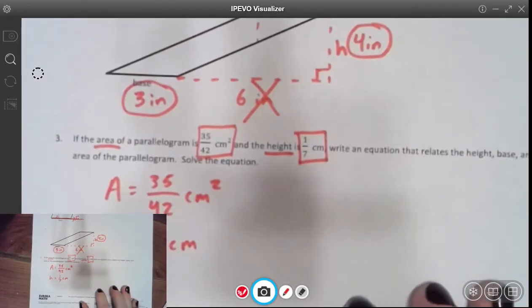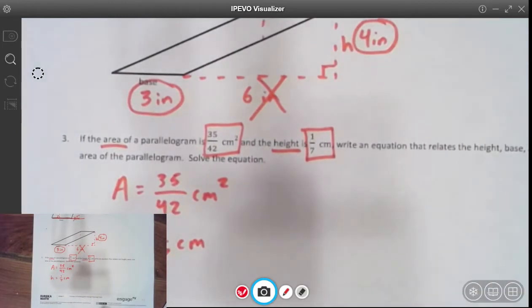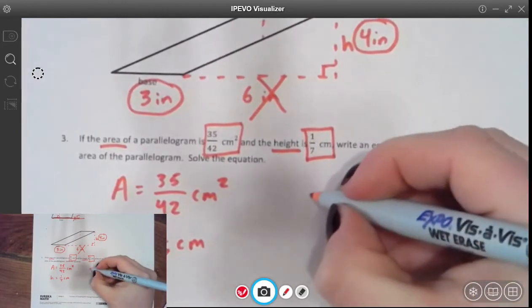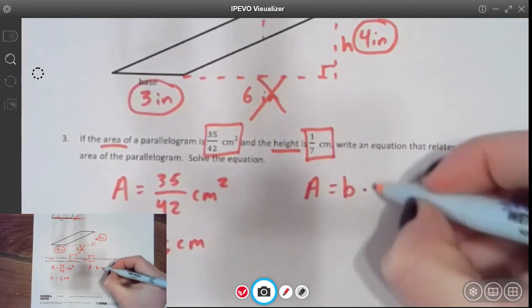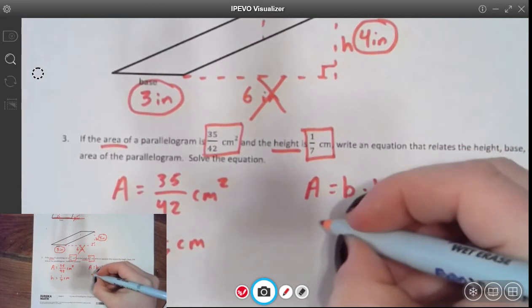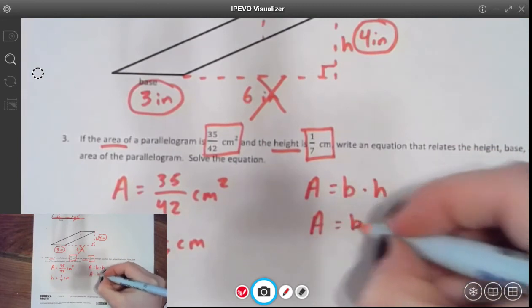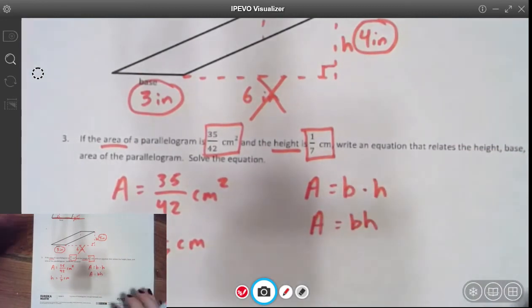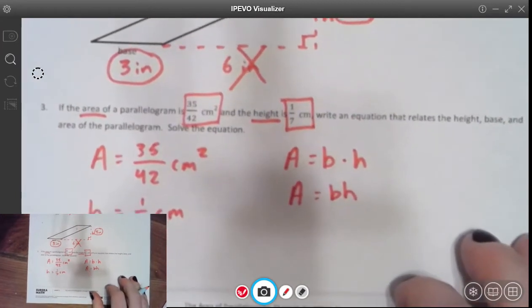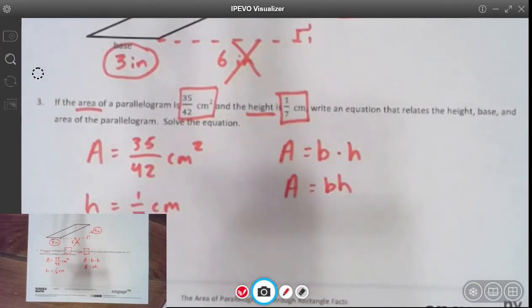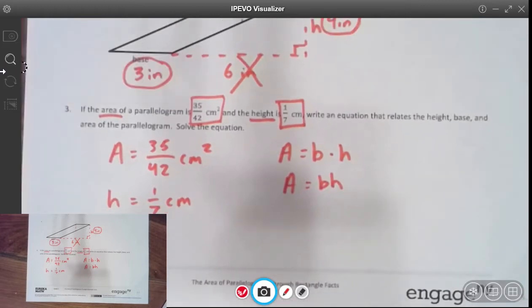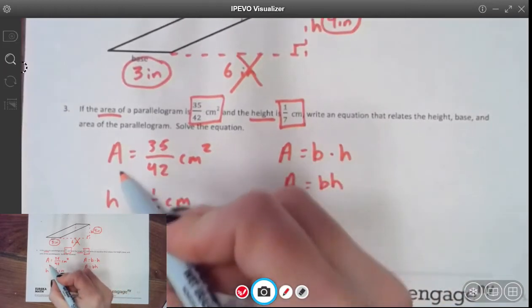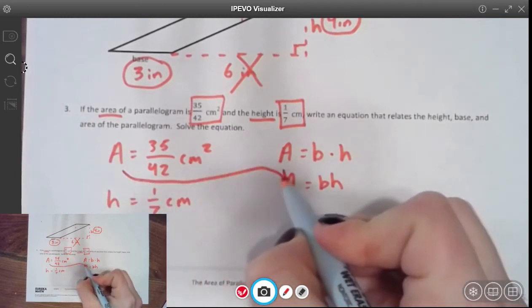So this is where it comes into play, where it was important in the first one to write the formula. We know that the area of a parallelogram is equal to base times height, or remember we could just write it as area equals base times height. And then we're going to use our substitution here in this case. So we're going to substitute in the information that is given to us in this problem. We have the area, so we're going to substitute the area in for A.